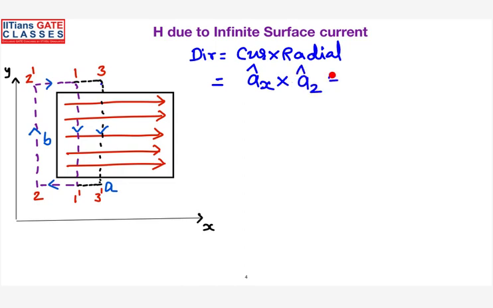So when you have Ax cross Az, you are going to get a y component. It is positive y or negative y, it doesn't matter. So the magnetic field is going to be directed in the y direction. So the magnetic field lies in the y direction. That is the first reason why I have considered a loop along the y direction.